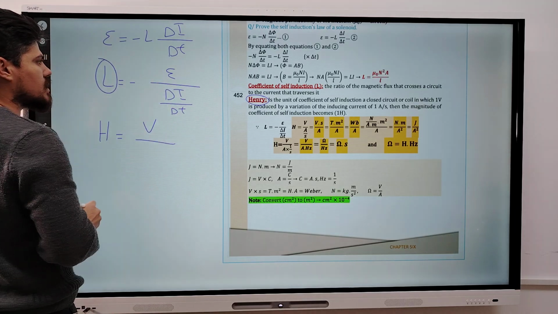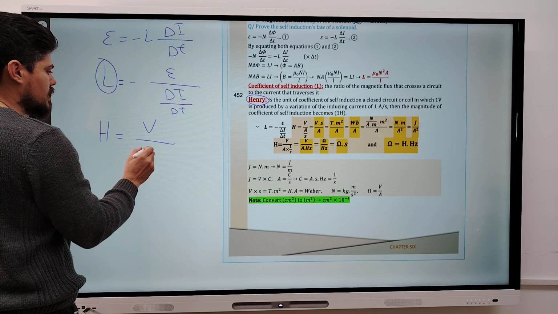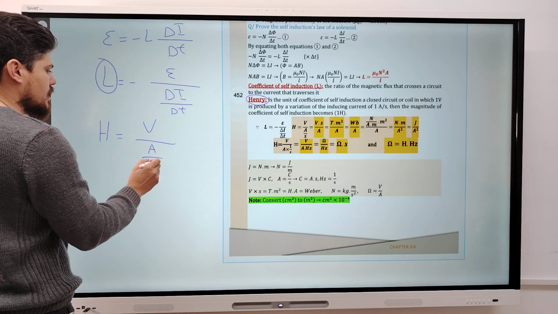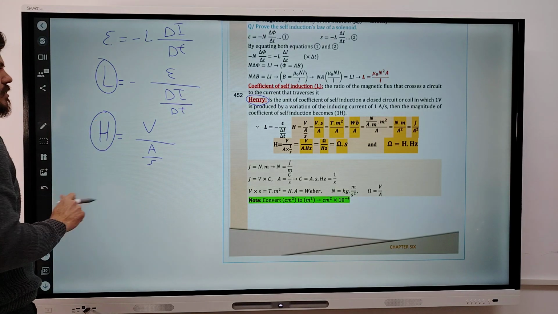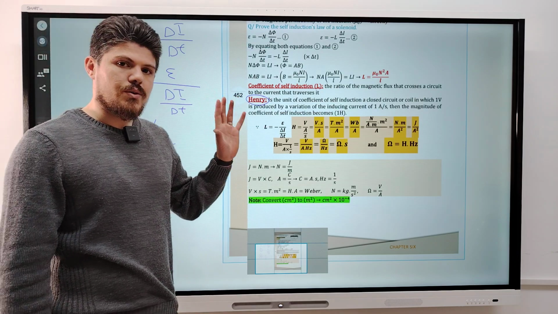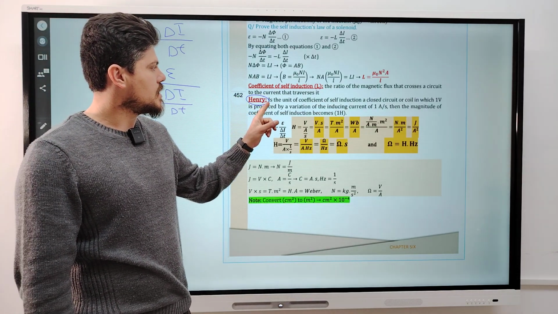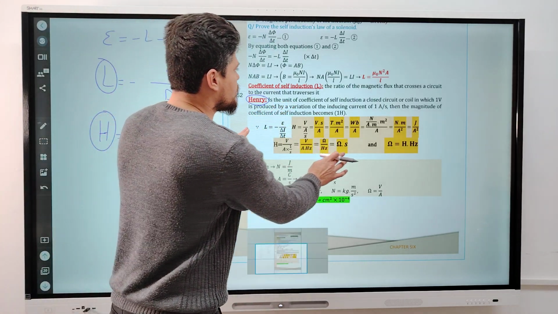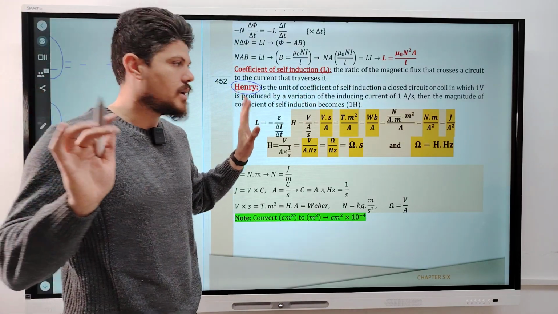Potential difference is measured in what? Volt. Okay, and the current per unit of time means ampere per second. So what is the definition of Henry? This is very important, please pay attention. The definition of Henry, the SI unit of coefficient of self-induction, is the unit of what? Is the unit of coefficient of self-induction.